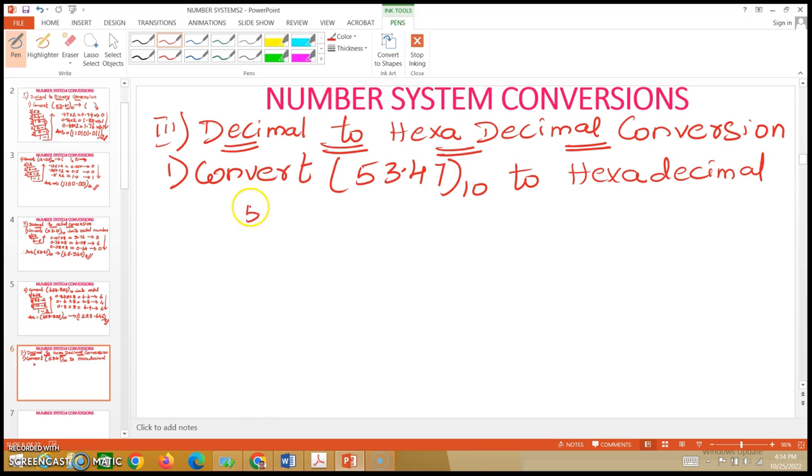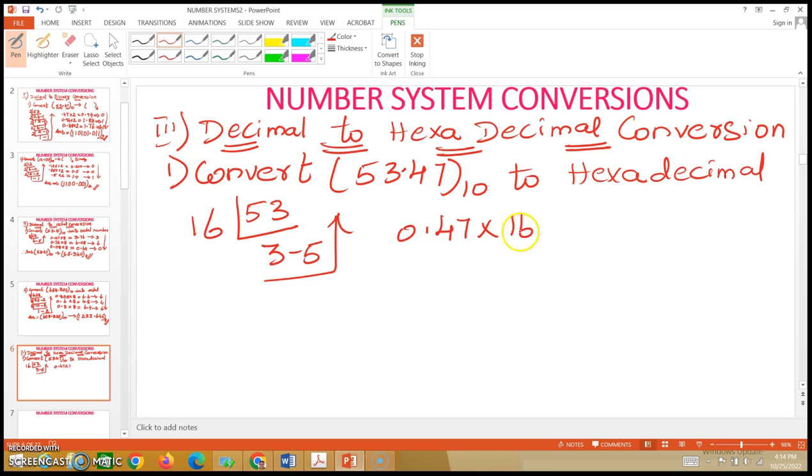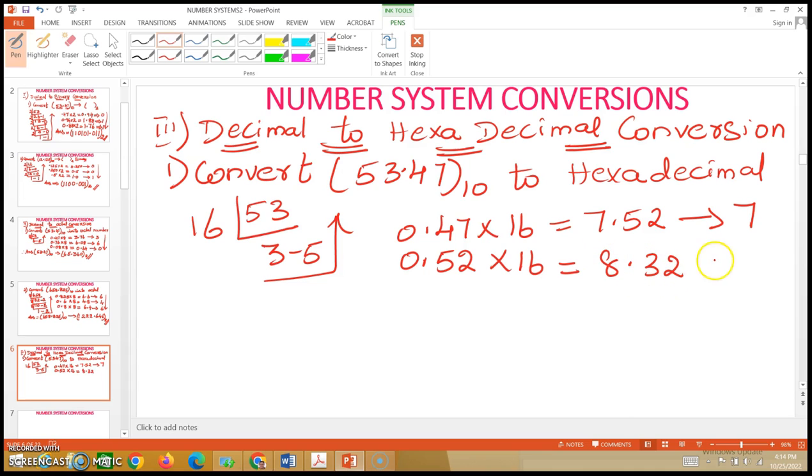That is, consider the integer 53 and divide it by 16. So 16 times 3, 5 is the remainder. So next 0.47, multiplied by 16. So the answer is 7.52. Now take the integer value 7 and multiply the decimal value with 16. Then the answer is 8.32. So 8 is the integer part.